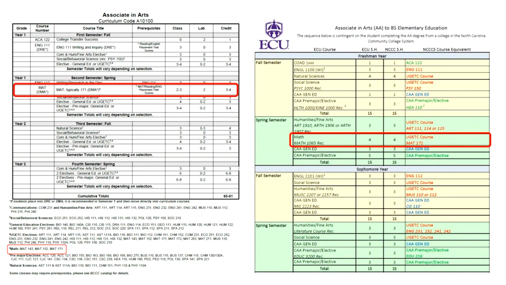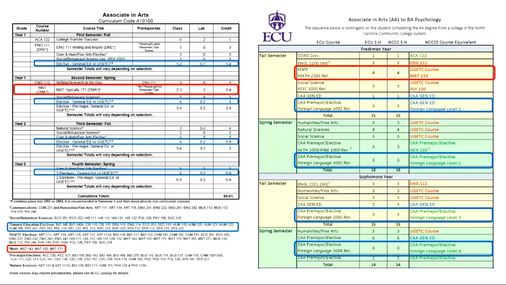Let me show you another example. This is a lot, but I'm going to walk you through it. This is someone that is earning their associate in arts at Beaufort. You'll see here on the left, there's their CFC. And on the right, they want to transfer to ECU for a Bachelor of Arts in Psychology. You'll see that same thing down at the bottom, any of these three maths would fulfill the math requirement.